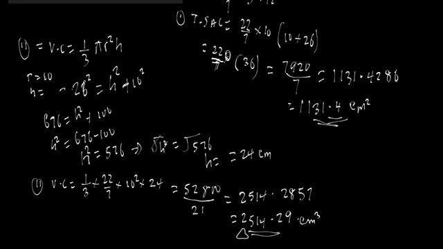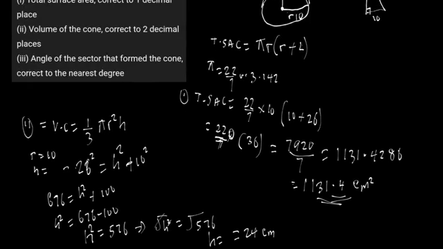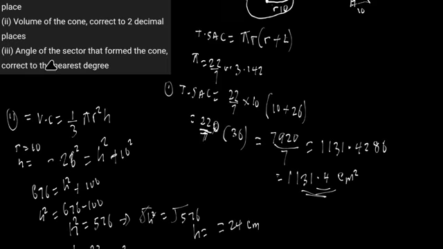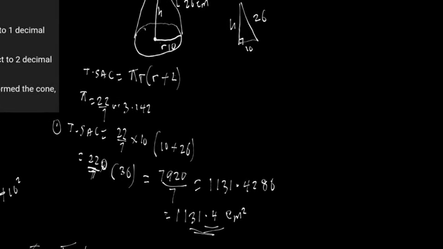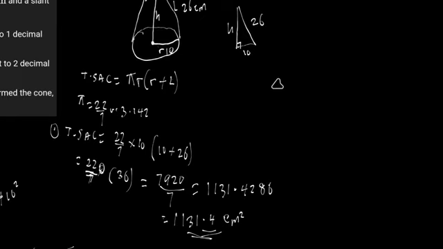So let's go to the problem, figure 3. Problem figure 3 says to find the angle of the sector that forms the cone, correct to the nearest degree. To solve this question, if you still remember this topic very well, we have the formula to calculate the angle of a cone: theta is equal to the radius divided by L, the slant height, multiplied by 360. Because the angle of a circle at a point is equal to 360, that is why it is multiplied by 360.